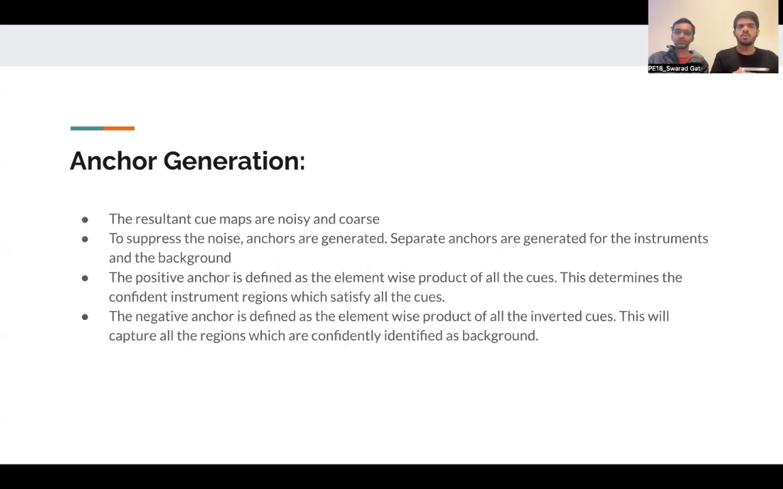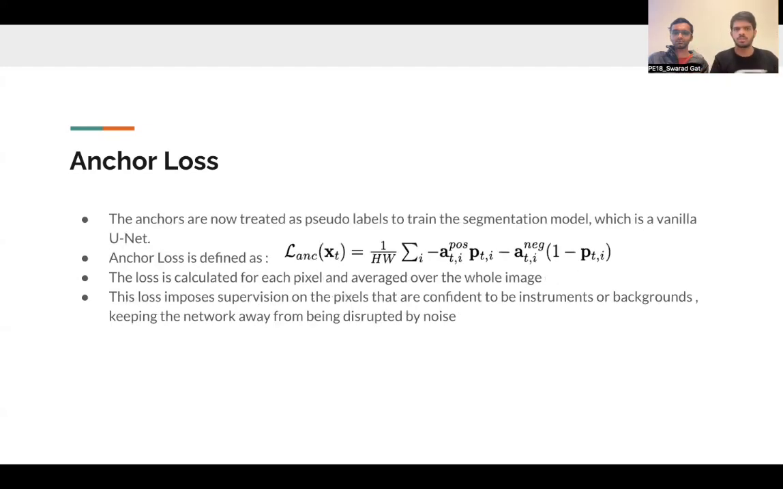So the anchor generation. Using these cues, an element-wise product is taken, and there are two types of anchors being generated, positive and negative. In a positive anchor, if the pixel is 1, we know for sure that the instrument is present at that pixel. So two anchors are generated, the negative anchor being the probability of the background being there, and the positive anchor being the probability of the instrument being there. So these are the pseudo labels that we'll use for training our models.